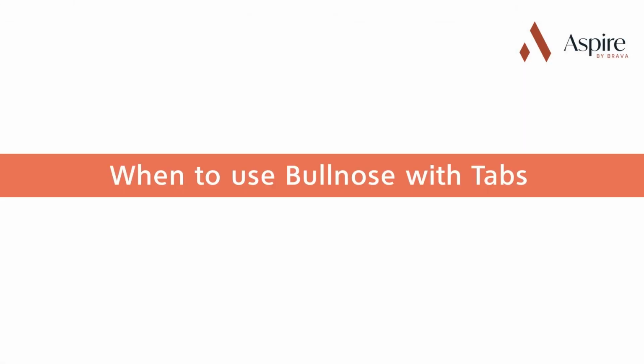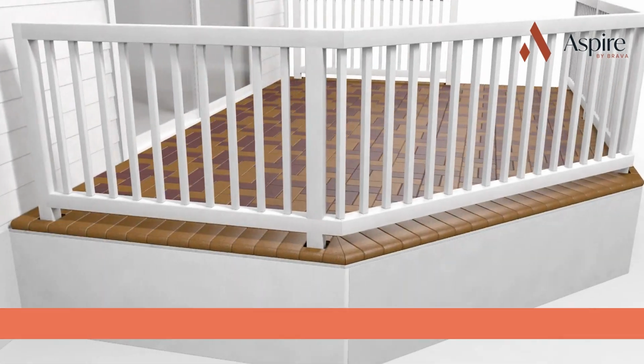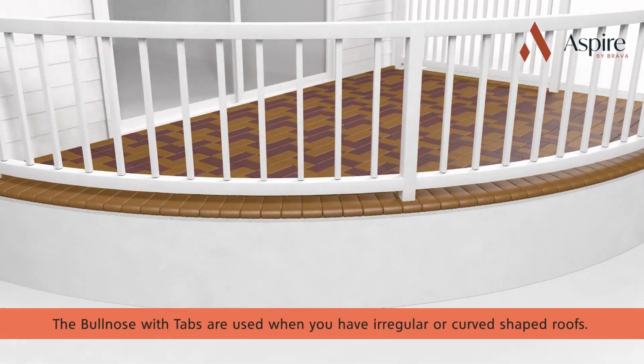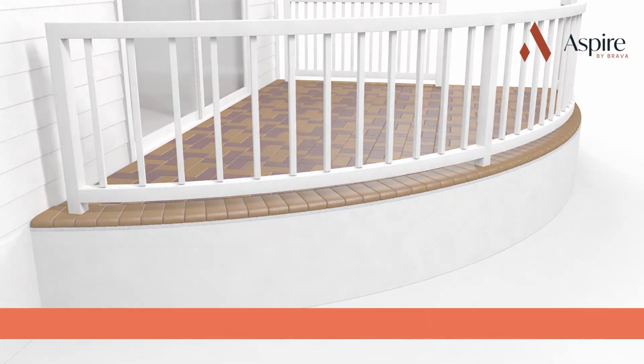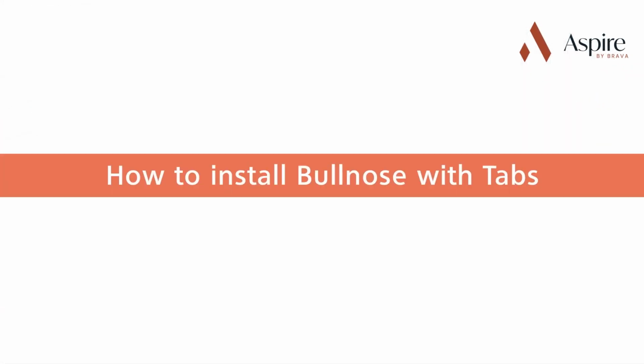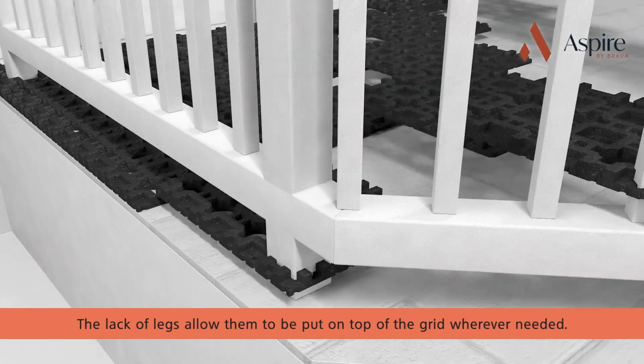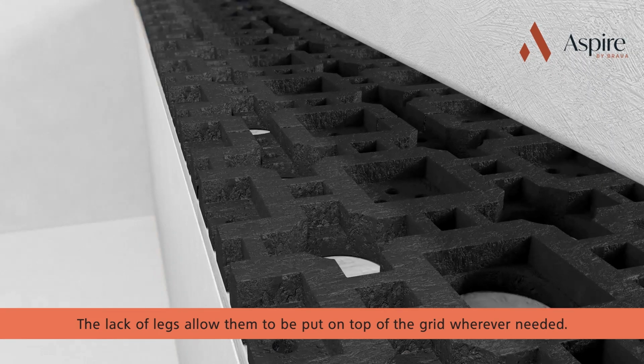When to use bullnose with tabs. The bullnose with tabs are used when you have irregular or curved-shaped roofs. How to install bullnose with tabs. The lack of legs allows them to be put on top of the grid wherever needed.